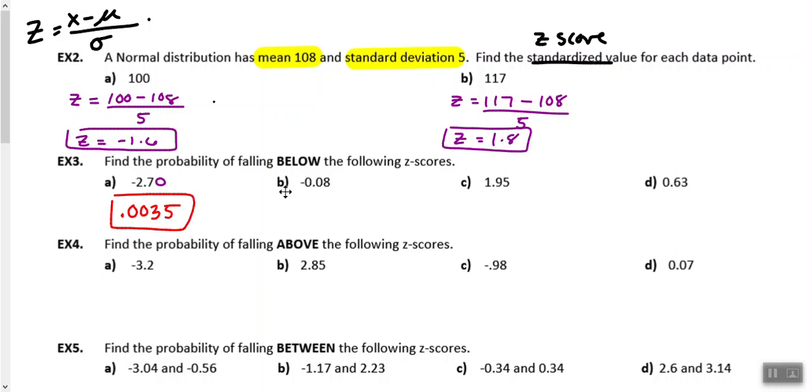So I'm going to do one more. I'm going to do part B with you. You can try C and D on your own and then check in with me, or you can check the answer keys on the website. So part B is negative 0.08. So I'm first going to look up the negative 0.0.